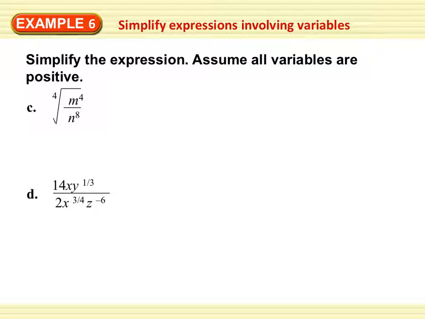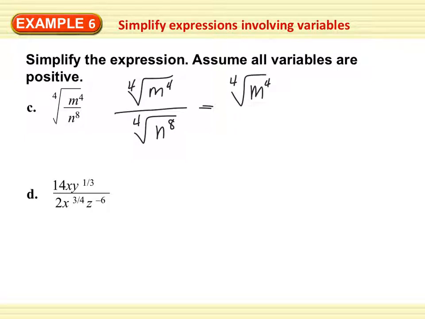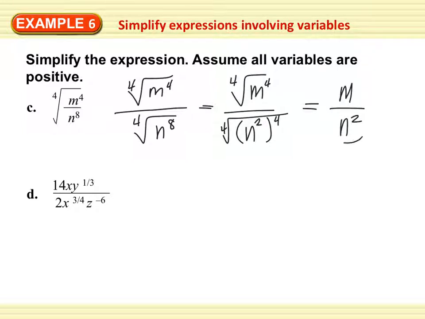Okay, still working on simplifying expressions and assuming all variables are positive. This is 1/4 power. So I can actually do m to the 4th over n to the 8th. The top, I'll change it in a minute. We're not going to do anything right now. But the denominator, I'm going to change that to n squared to the 4th power, because 2 times 4 is 8. Now if I take the 4th root of m to the 4th, I get m. The 4th root of n squared to the 4th, I get n squared.